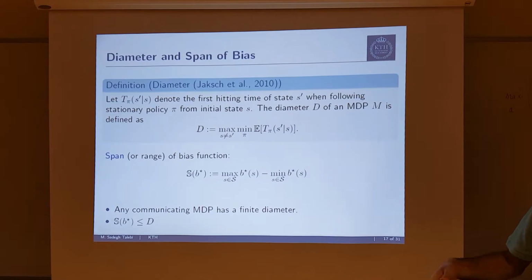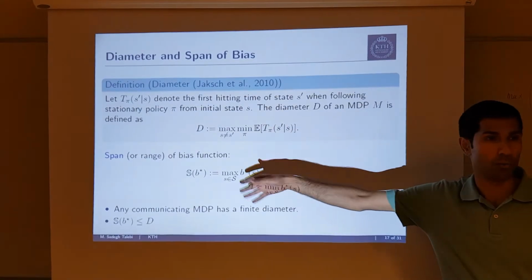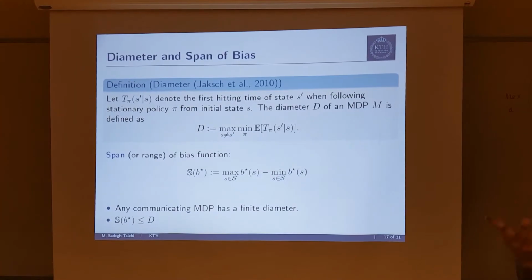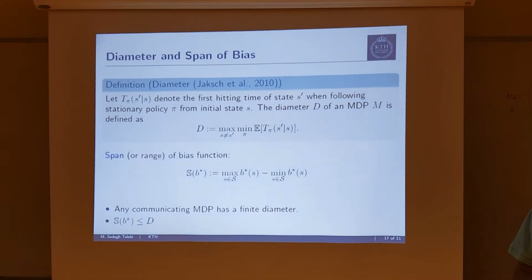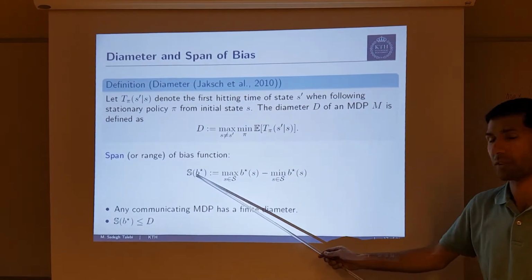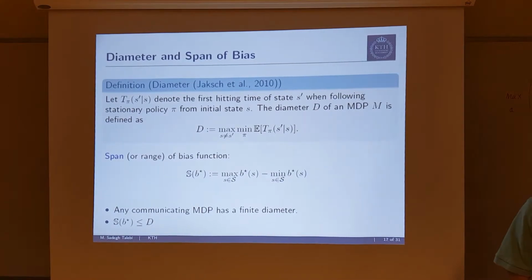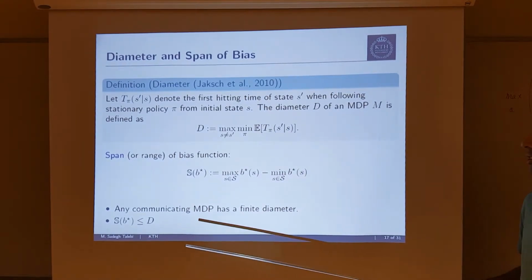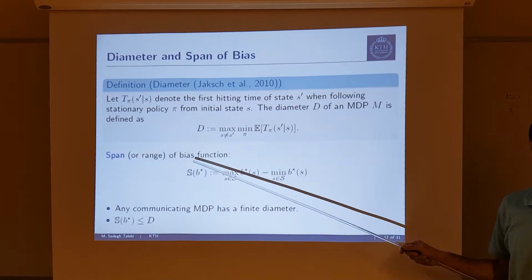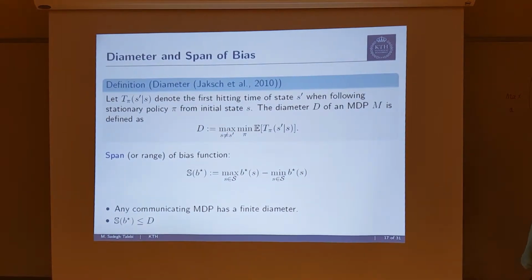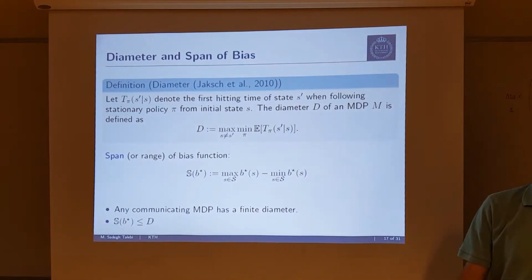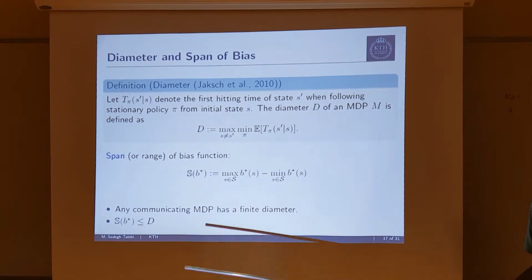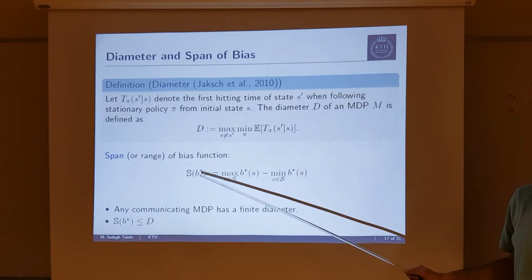And of course, you can set the minimum value to 0, and then it would be the infinity norm. But in general, we use the term span as introduced in the literature. So this is the range of your value function. Let me introduce this terminology here. This bias function in some literature is referred to as relative value function, because it's the relative value when you start in this state rather than the other state. In some other literature, it's called potential.